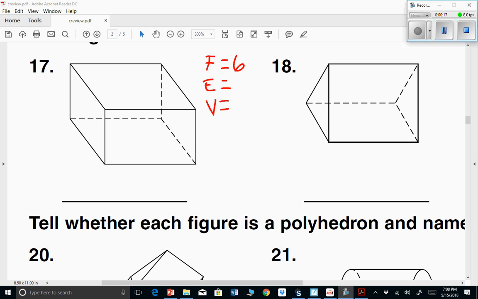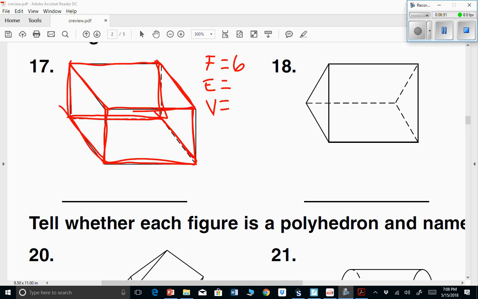Okay, then we're going to find edges. Edges are where two faces meet, and usually in a drawing, those would be lines. So we've got all of these lines, including the dashed lines. You need to count those up. Essentially, you've got 4 on the front, 4 on the back, and then these 4 that connect the front and the back. So that would make 12 edges.